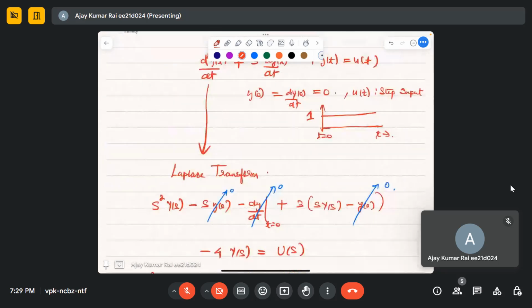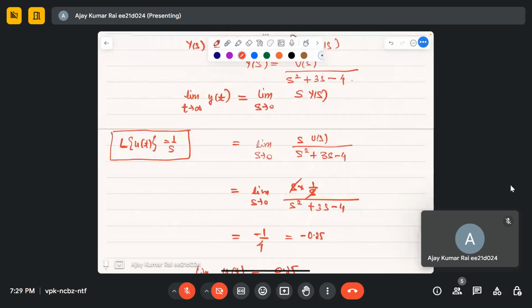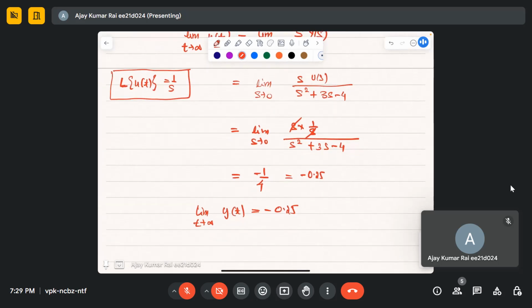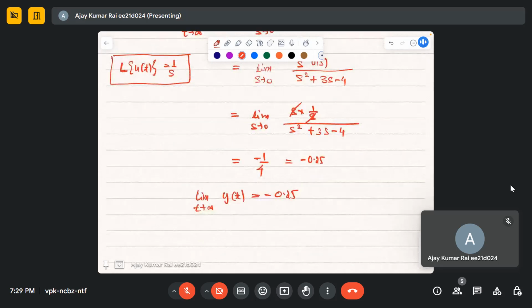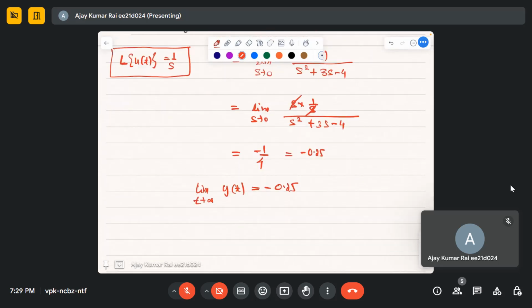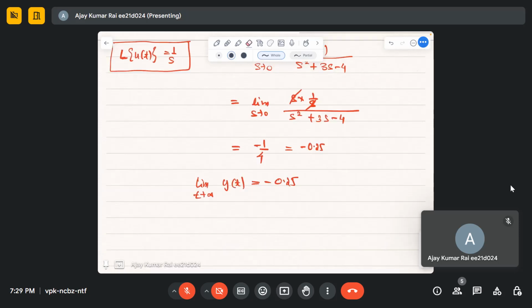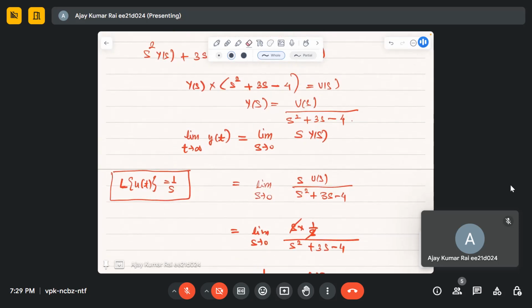I think this is also very simple. You have to find the Laplace transform, then apply the theorem. Very simple. And if we apply the limit s equal to 0, you'll get 1 by minus 4, which is equal to minus 0.25. So let's find the coefficient of e^t in the output function. So this is our output. Let us first try to find the solution of this.